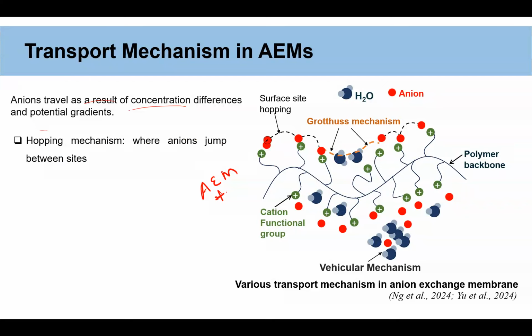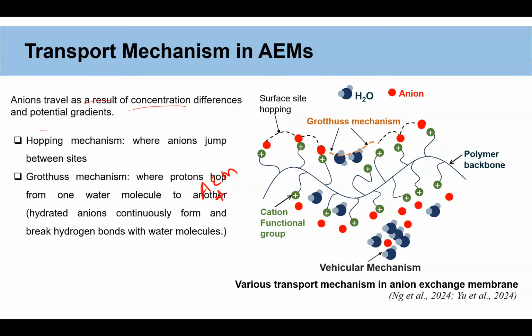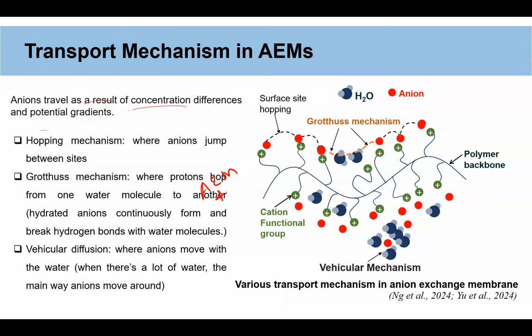So first you can see the different mechanisms by which the ions move through this ion exchange membrane. The first is the surface site hopping mechanism, where ions are just jumping from one point to another. That is called the hopping mechanism. Next is the Grotthuss mechanism, where the proton hops from one water molecule to another water molecule.